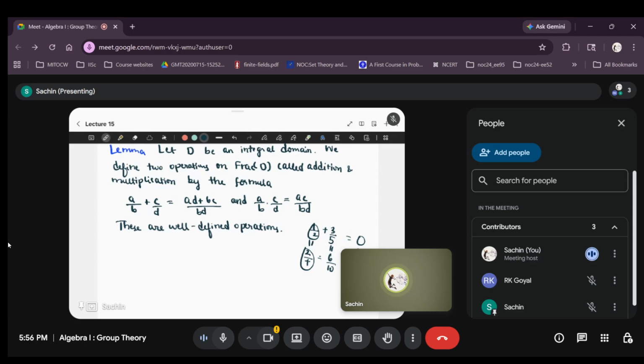Half and 2 by 4 are different representatives of the same equivalence class. 3 by 5 and 6 by 10 belong to the same equivalence class. So instead of 3 by 5, if you plug in some other number in the equivalence class, and instead of half, if you plug in some other number in the equivalence class, and you get some result, at the end of the day those two results will belong to the same equivalence class.